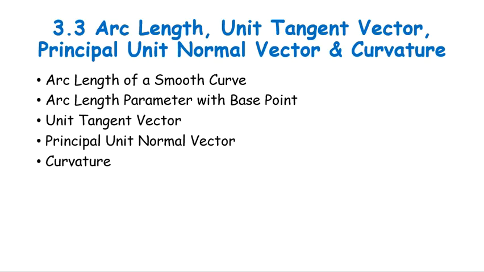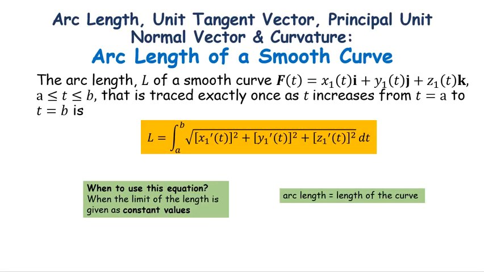In this video, I will teach you the subtopic 3.3: arc length, unit tangent vector, principal unit normal vector, and curvature. In this subtopic, there are five items that will be covered: the arc length of a smooth curve, the arc length parameter with base point, unit tangent vector, principal unit normal vector, and finally the curvature. So let's take a look at the first item of this subtopic.